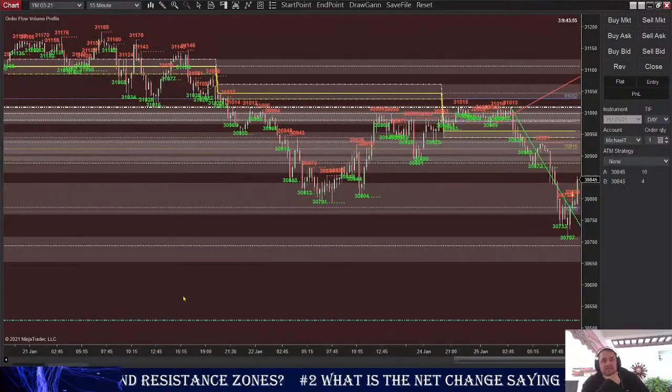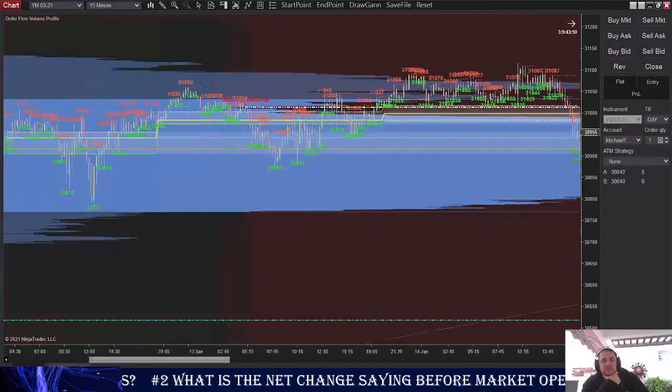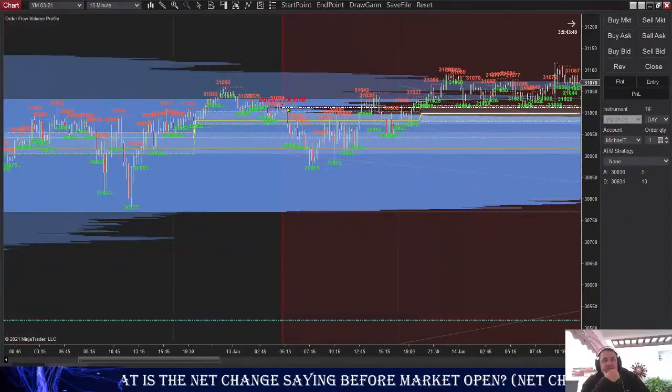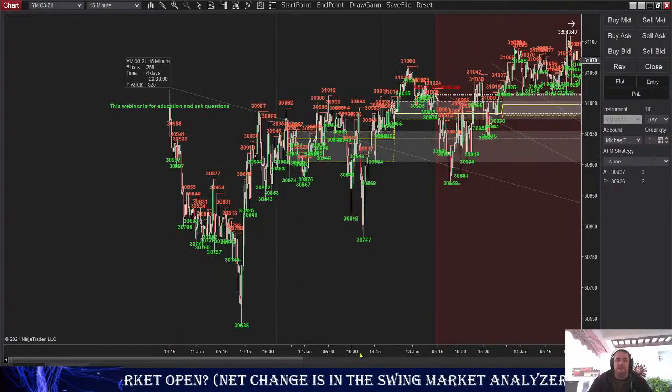Let's stack this up while this is cruising along. See this dotted line, like I showed you here. Let's see if I can get rid of volume point control for now. Okay.